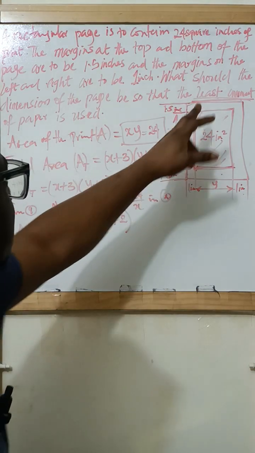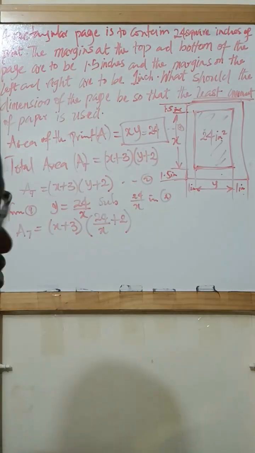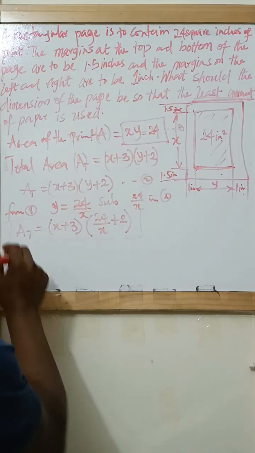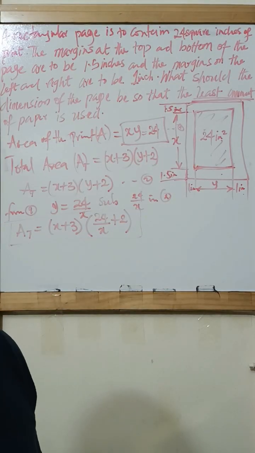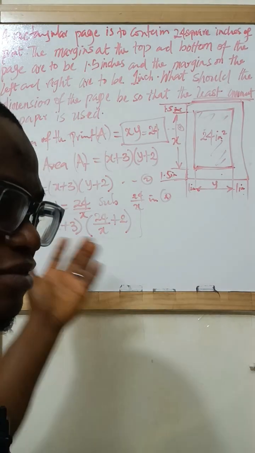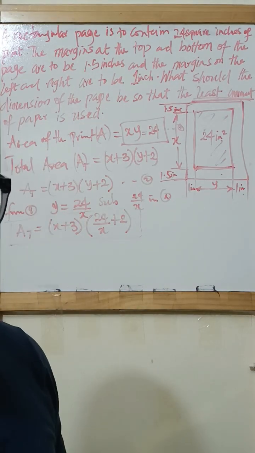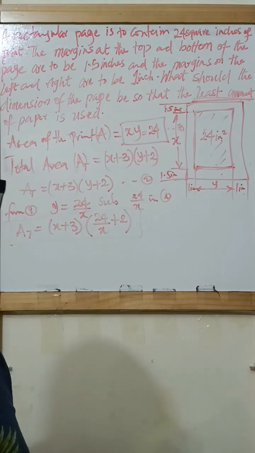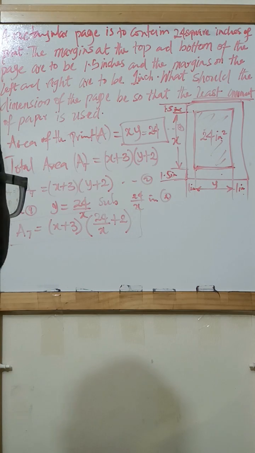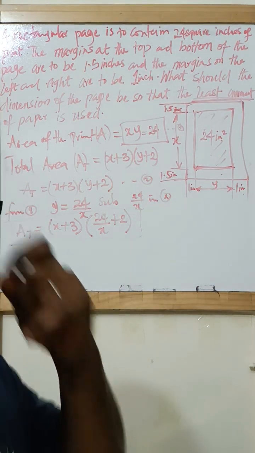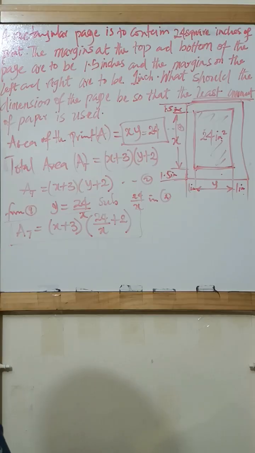Then they say the least amount, so what do we do now? Find the dA/dx of this one. Yes, we find the dA/dx of this, and once we get it, we equate it to 0. To know whether it is the least amount, we find the d²A/dx². If it gives us positive, we know it is minimum. If it is negative, it is maximum, right?